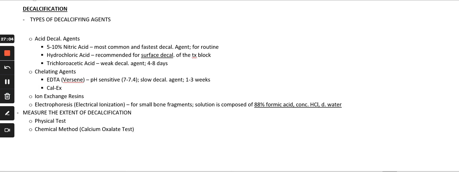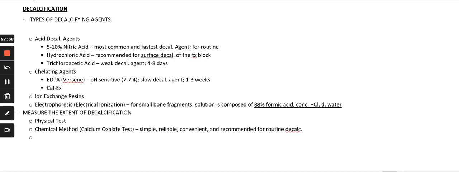Now, your calcium oxalate test, guys, is a chemical test performed on your discarded fluid. This one, your calcium oxalate test, is regarded as simple, reliable, convenient, and recommended for routine decalcification.